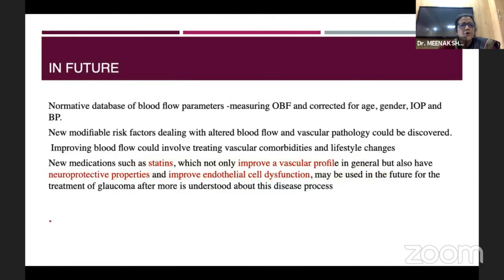In future, we may have a normative database of blood flow parameters, which may help us to look at these much better. And also maybe medications like statins would be used to improve the ocular blood flow as well.